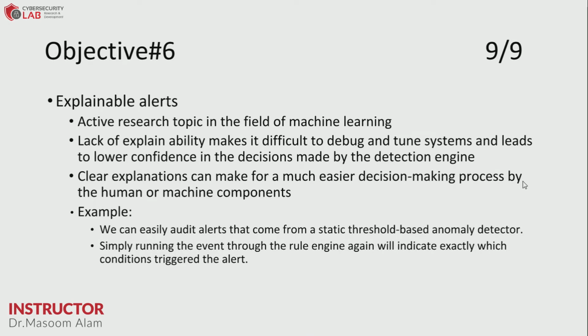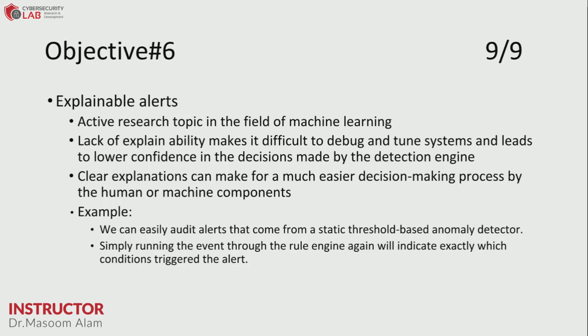Objective number 6, explainable alerts. That's a research topic as well in the field of machine learning. So for all the alerts that are being generated, there should be a valid reason behind them. If we ask the machine to give us that reason, that is one of the most important features in an anomaly detection system.